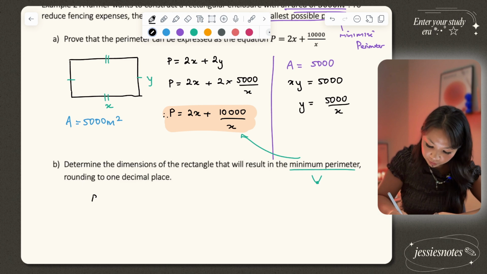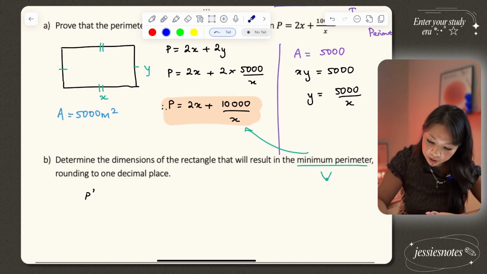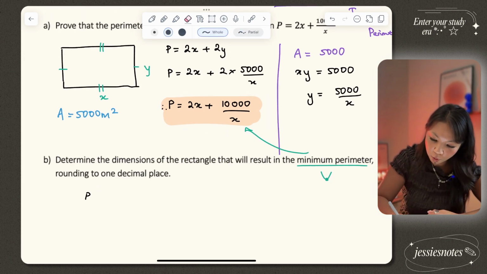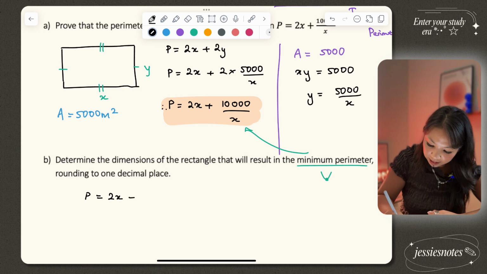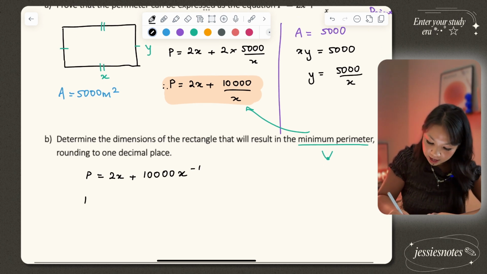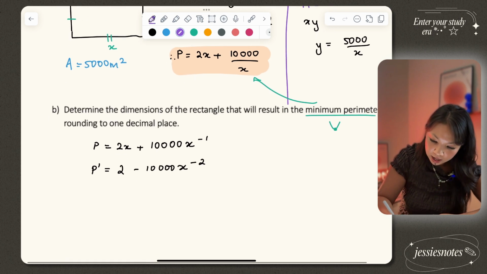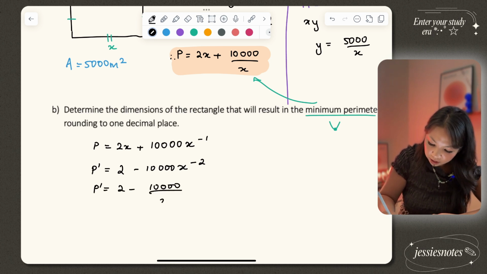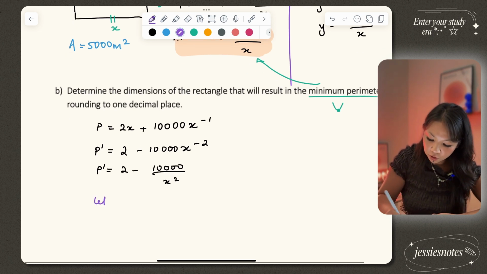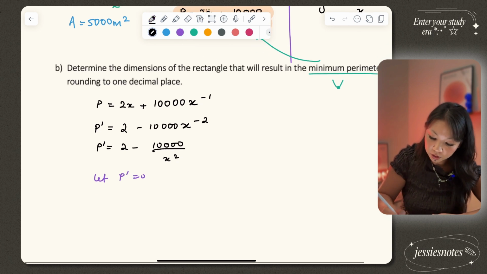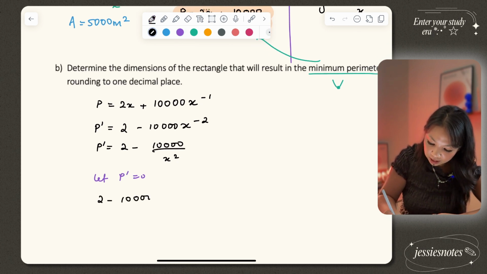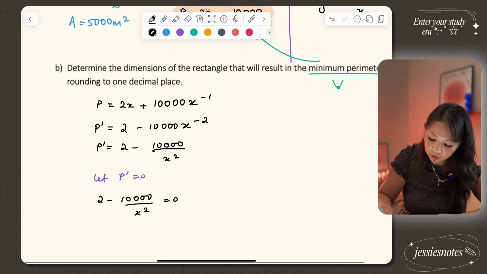So we're going to differentiate this. If I differentiate this, let's first write it in the form that is differentiable by bringing the x up. So we get 2x plus 10,000 x to the power of negative 1. And now P dash is going to be 2 minus 10,000 x to the power of negative 2. Now I'm just going to bring that x squared back. To continue finding the stationary point, I'm going to let that equal 0. So we get 2 minus 10,000 all over x squared equals 0.